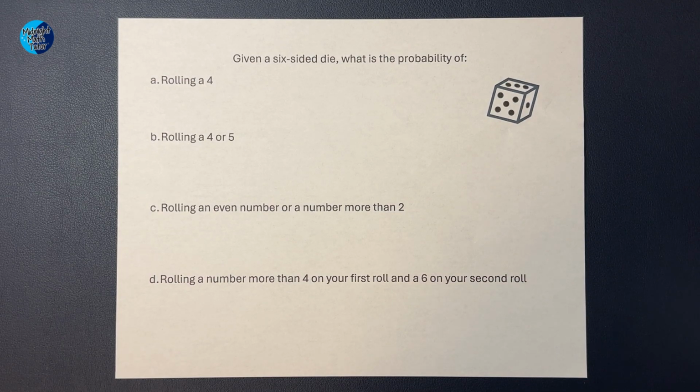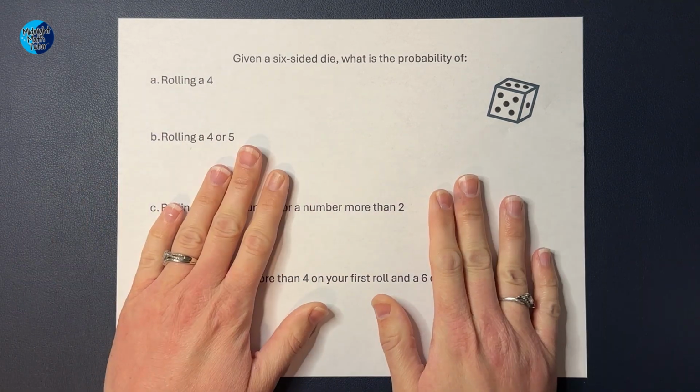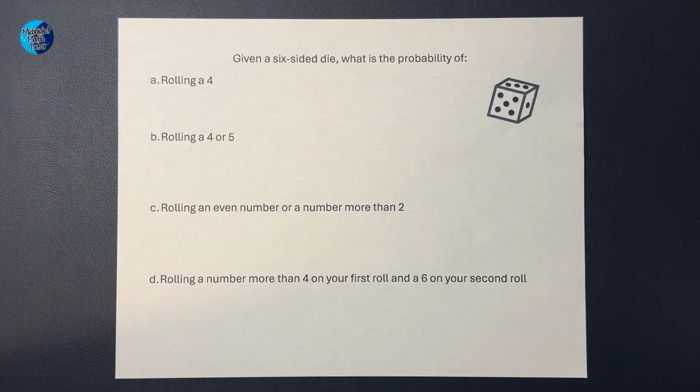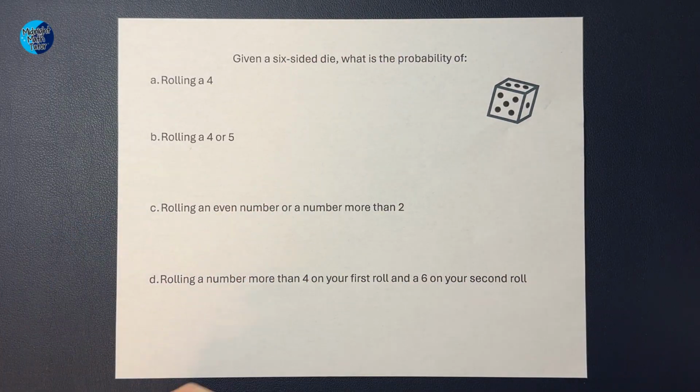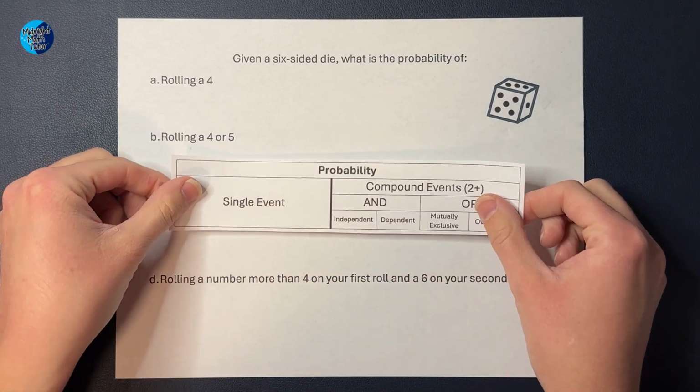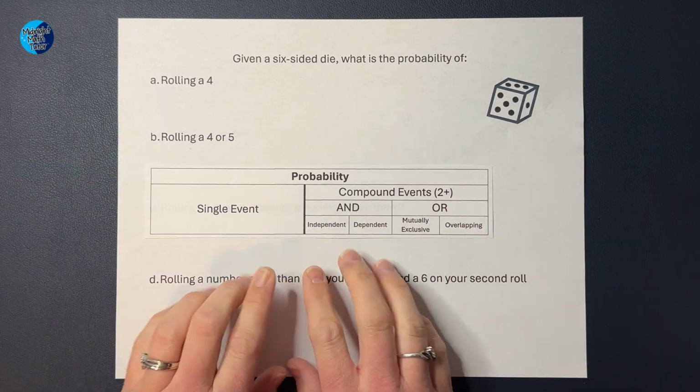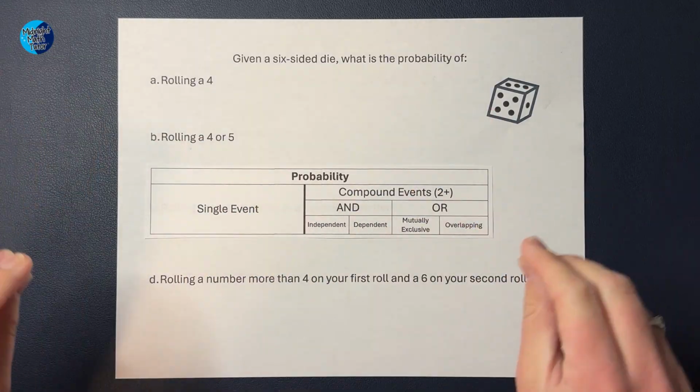Hey guys, we are doing some probability with dice today. At this point in your probability journey, there are 5 types of problems for you to be aware of. So this is them right here. That was totally proper English. Don't be overwhelmed by this. We're going to go through it slowly.